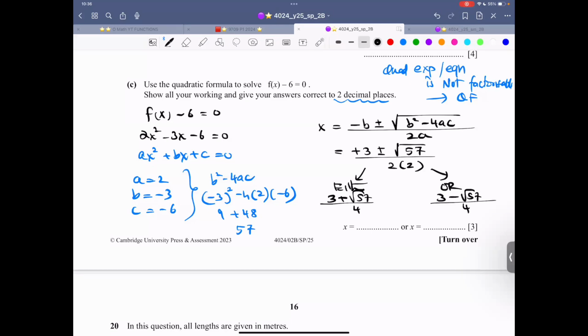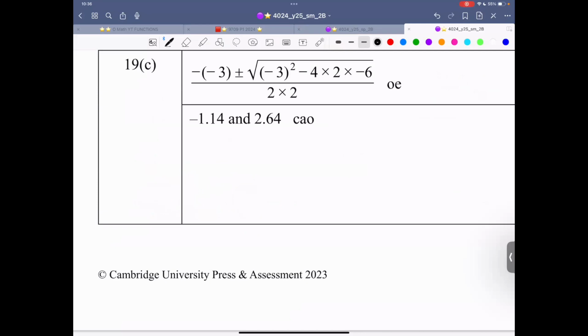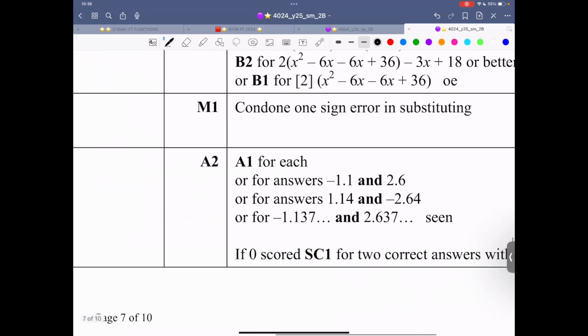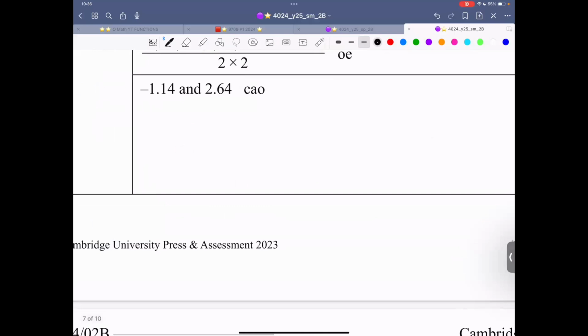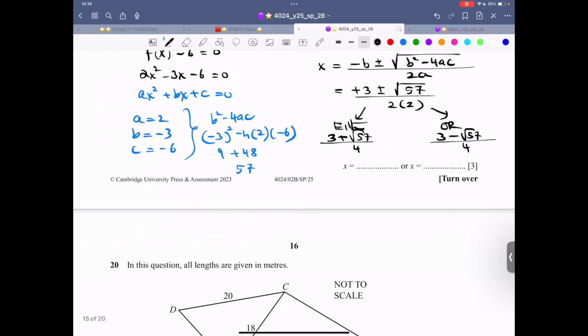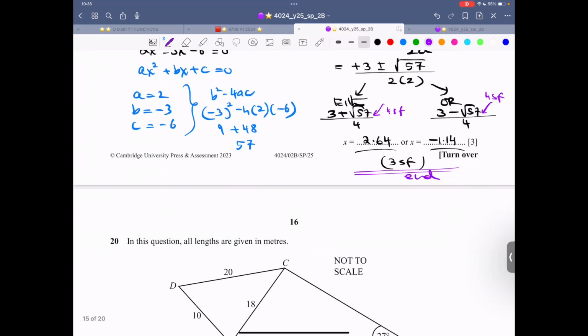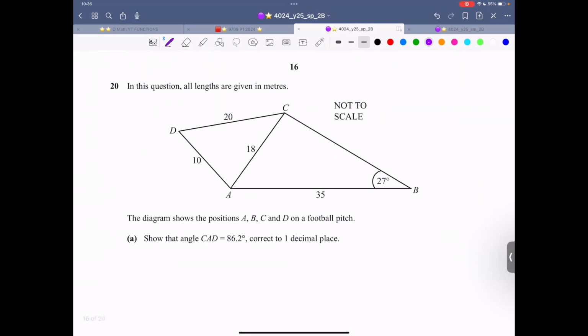Use a calculator. Work in 4 significant figures. They have shown all the working. Also, all these things are given over here. Just focus on this. Negative 1.14 and 2.64. These are the answers given to 3 SF. So first of all, you should use the 4 SF value and then at the end, round it off. Got the idea?